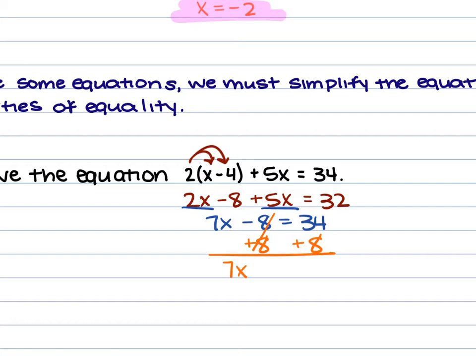Bring the 7x down. So 7x is equal to 42. And then I just divide by 7 on each side to get x by itself. And x is 6.